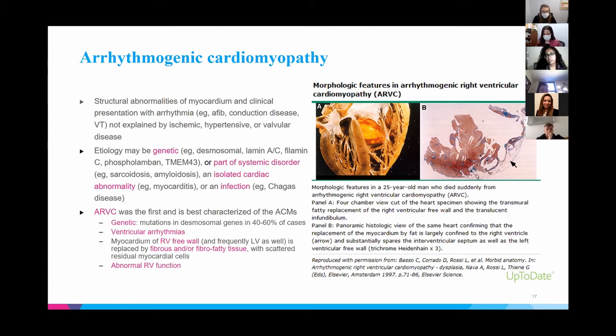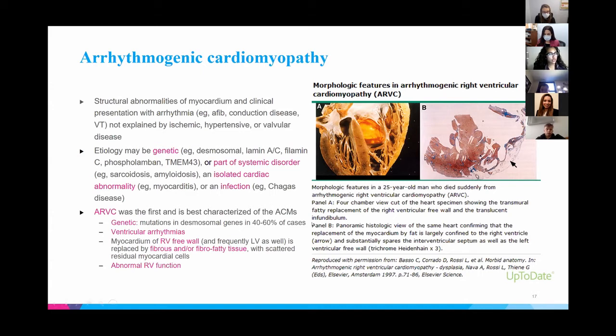You see a lot of ventricular arrhythmias. The myocardium of the RV free wall is replaced by fibrous or fibrofatty tissue. The LV can also be included in pathology, so it's not just the right ventricle, and you frequently see abnormal RV function. The RV is difficult to gauge functionally on echocardiogram, but a lot of times you can identify this more easily on cardiac MRI.